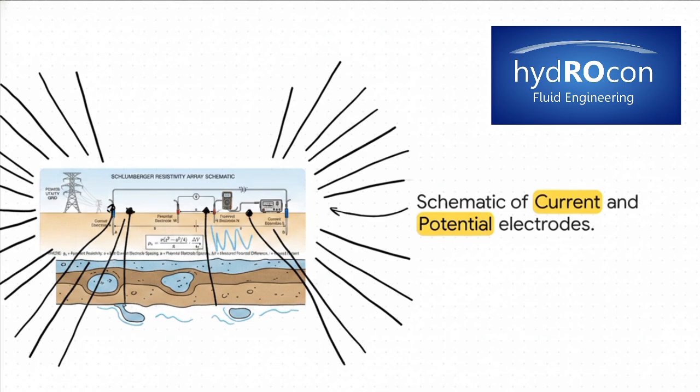This setup brilliantly illustrates the Schlumberger array, which is an industry standard. We've got two outer metal stakes driven into the earth labeled A and B. These are our current electrodes, and they're used to inject electrical current directly into the ground. Then, sitting right in the middle between them, we have two inner stakes labeled M and N. These are our potential electrodes, and their whole job is to measure the potential difference, or the voltage, of that electricity as it passes through the earth beneath them.